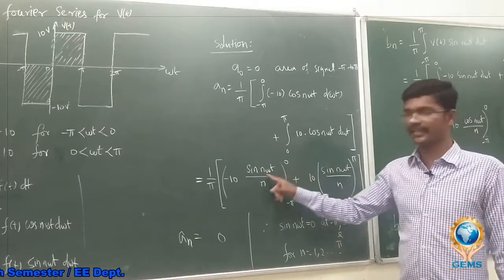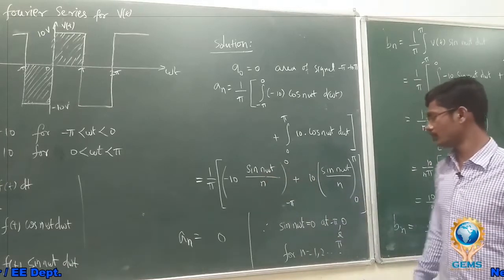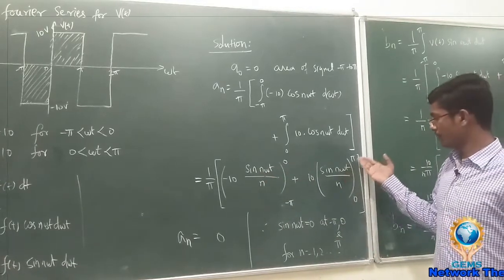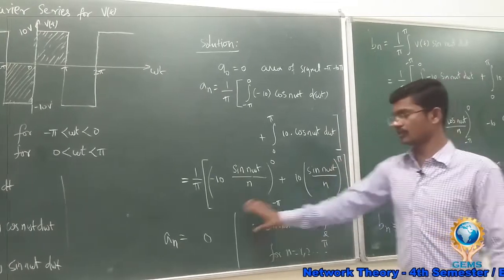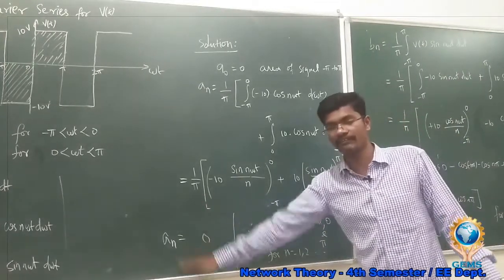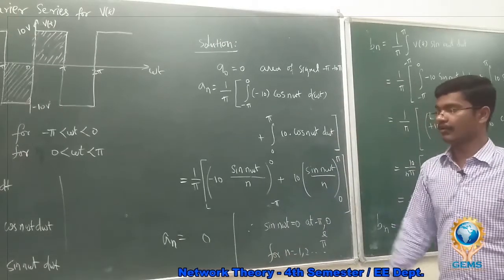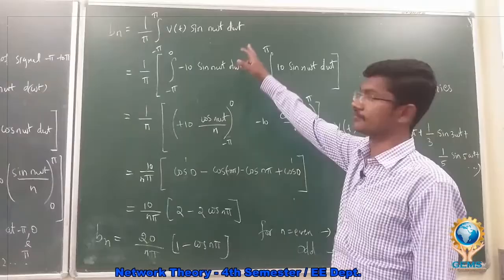Same like if you put sin 0, then that also will become 0. Same like here also, applying sin pi will be 0 and again sin 0 is 0. So totally the value will become 0. So the an value is 0.